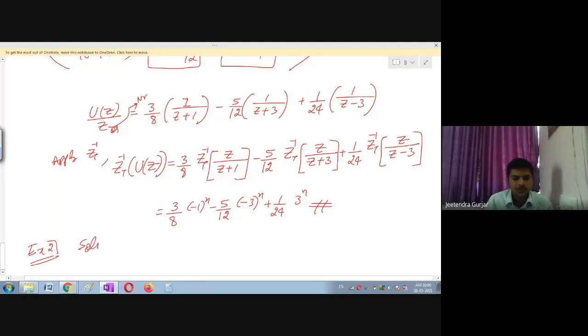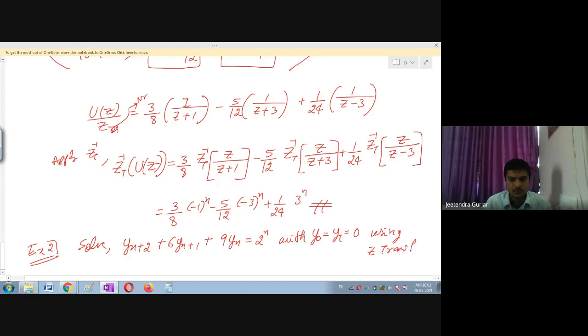Solve. A very simple question they will ask. Solve y n plus 2, instead of u, let them ask y. I will use the y term, but the same formulas are there. Y n plus 2 plus 6 y n plus 1 plus 9 y n is equal to 2 raised to n, students, with y naught is equal to y1 is equal to 0, using Z transform.